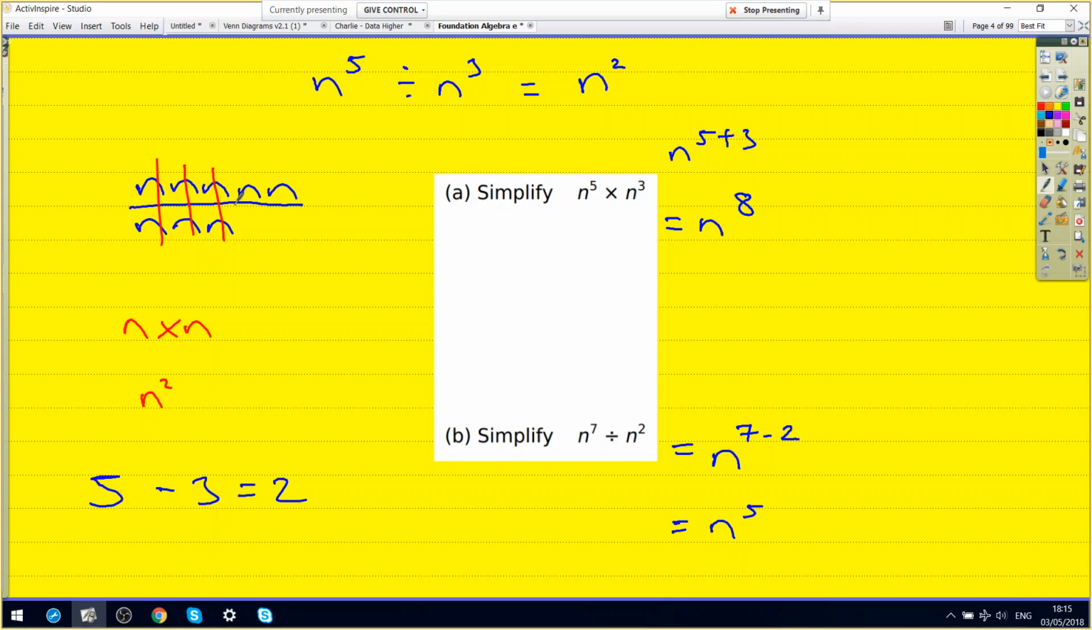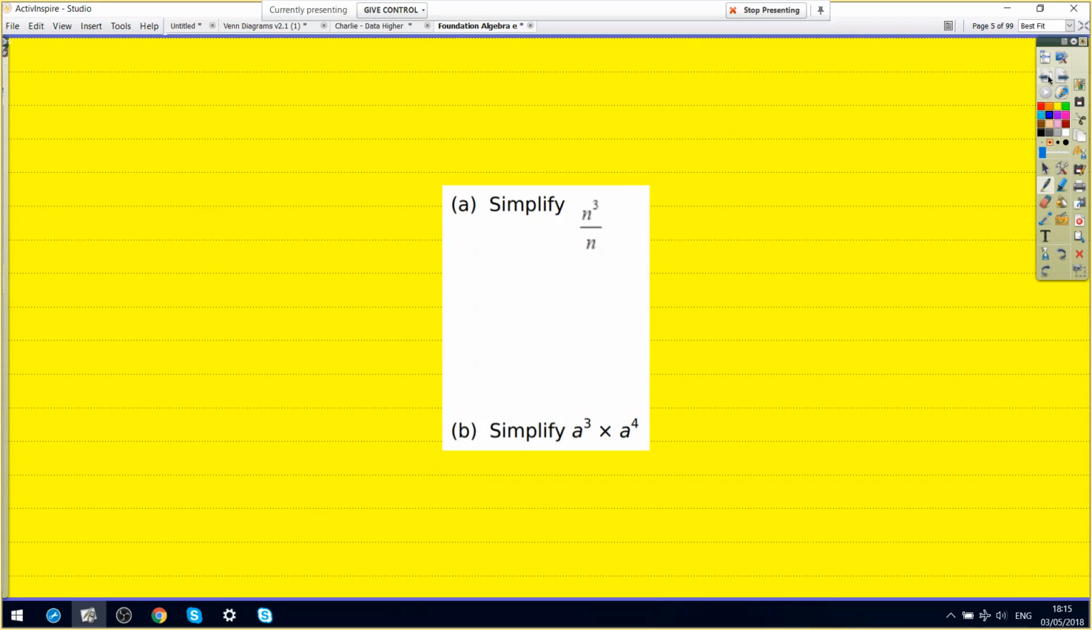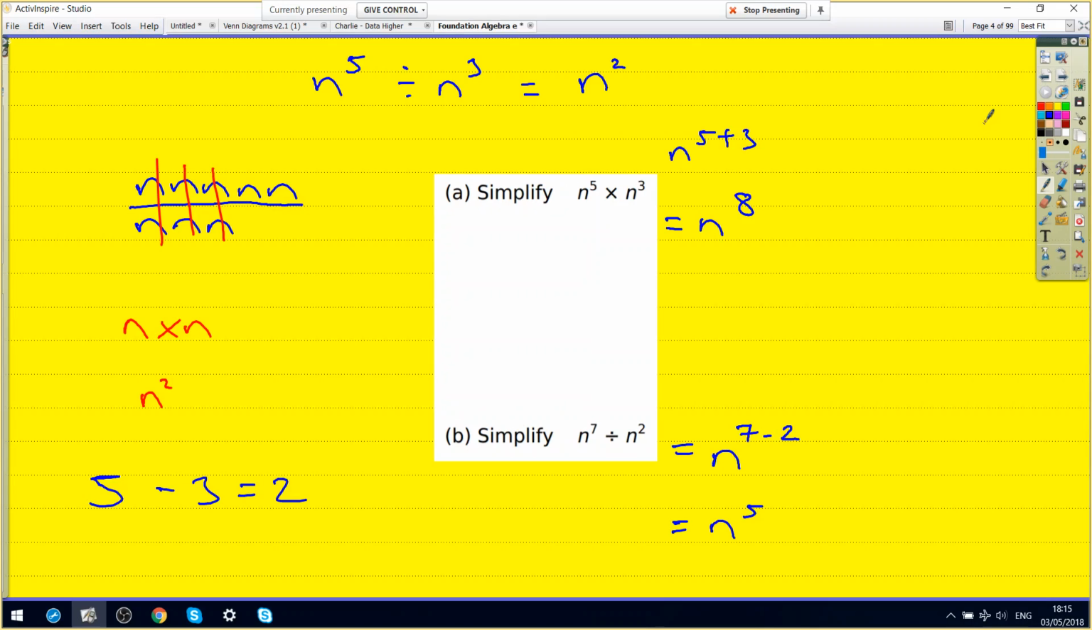With this example, you've got 3 n's on the bottom, so you're just taking away 3 from the top. So it's always just going to be the first one take away the second one. When you're multiplying, you just add them up, so it's always going to be the first one plus the second. Any questions there? Not really.